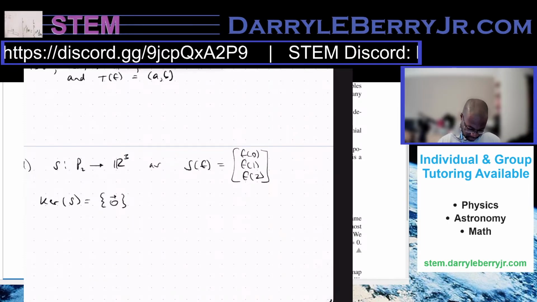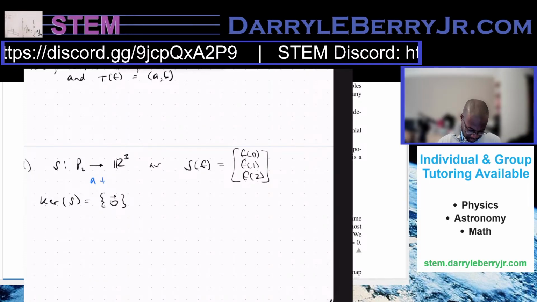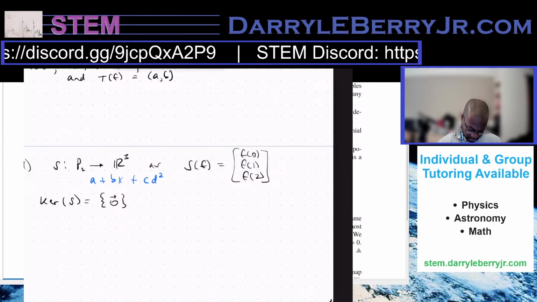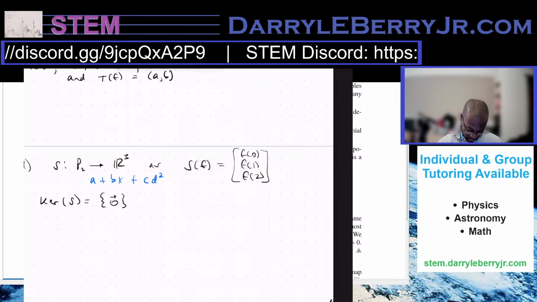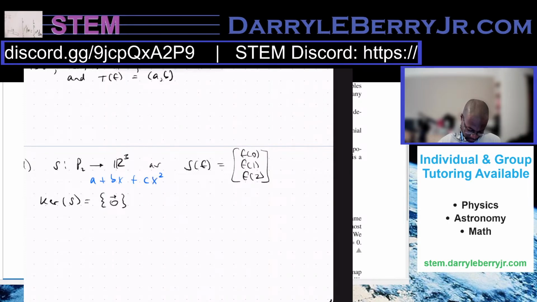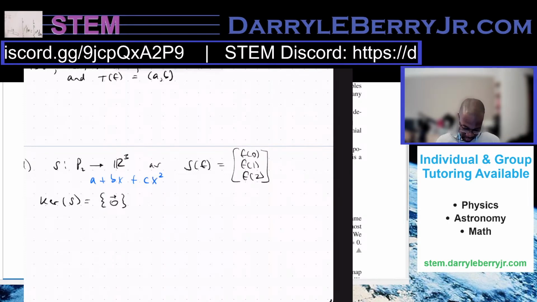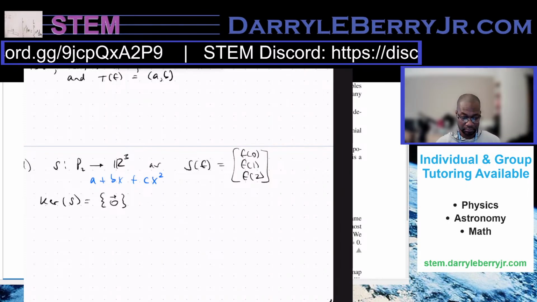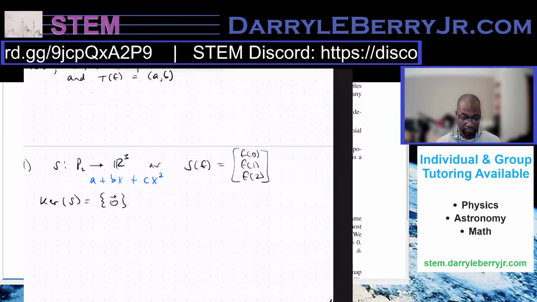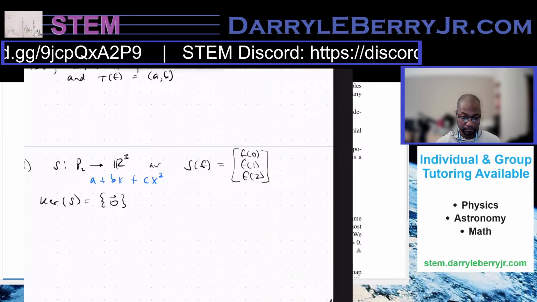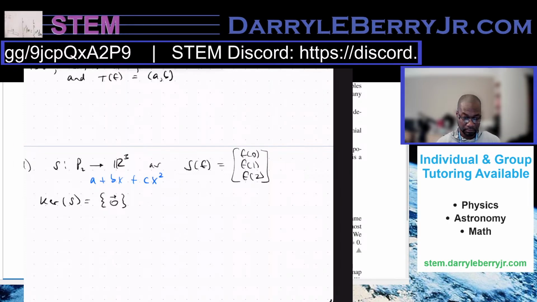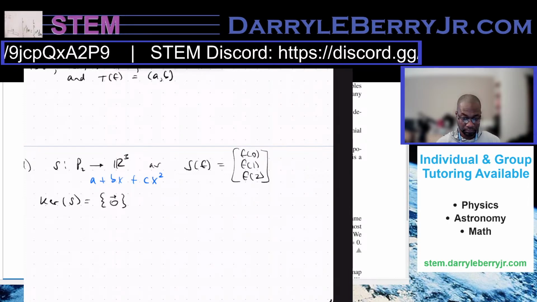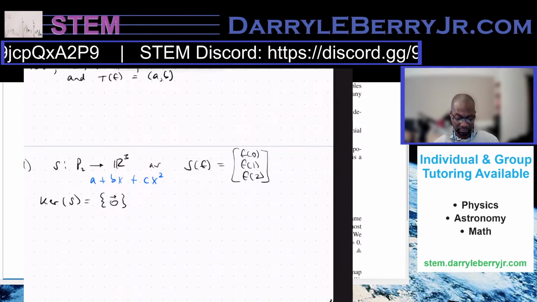So it sounds like they're talking about a plus bx plus cx squared. Right?